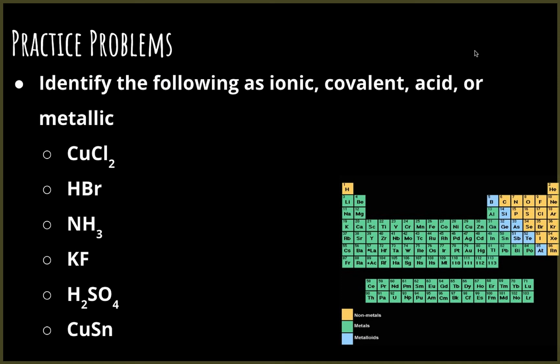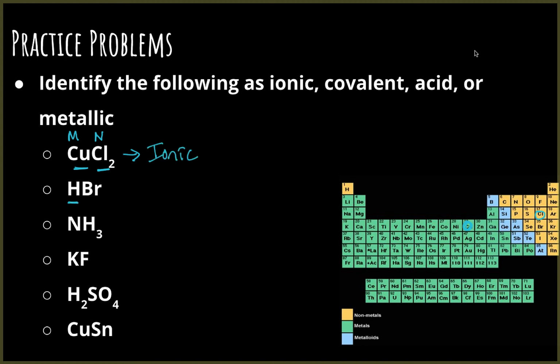So this is how this works when you're classifying. What you're going to do is look at the elements that are present in the compound, figure out whether they're metals or nonmetals, and then go back to your types and classify them based on what's in the compound. So in this case, I have copper, which is a metal, which is right here, and chlorine, which is a nonmetal. So based on those definitions that we just wrote down, a metal and a nonmetal form an ionic compound.